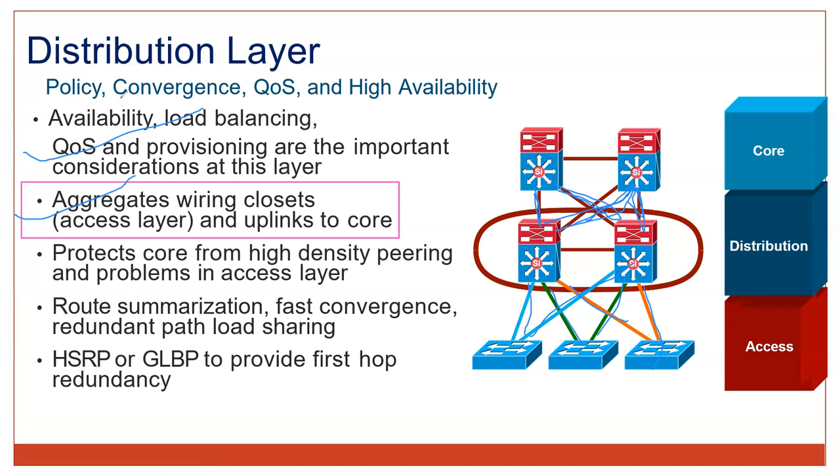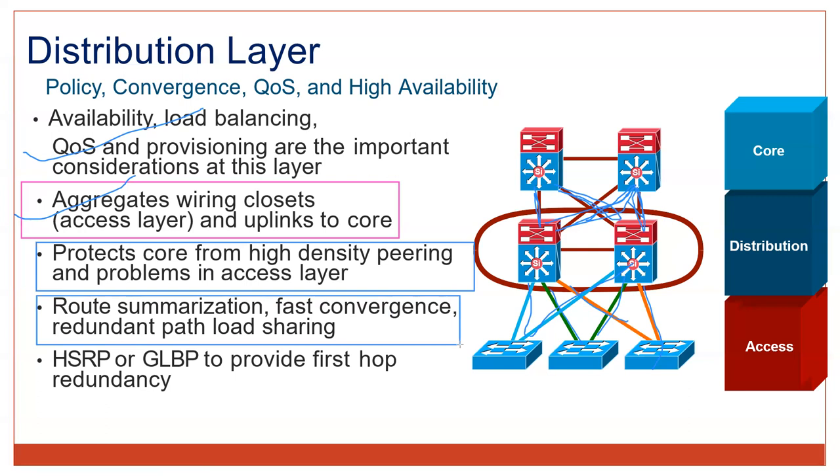Then it will protect. So let's check other features. Protect the core from high density peering. You can do route summarization. Route summarization is one of the big topics. Why? Because in that case, you are protecting the control plane. Otherwise, the distribution and core layer switches have to resolve the entire IP table, because they are building their routing table.